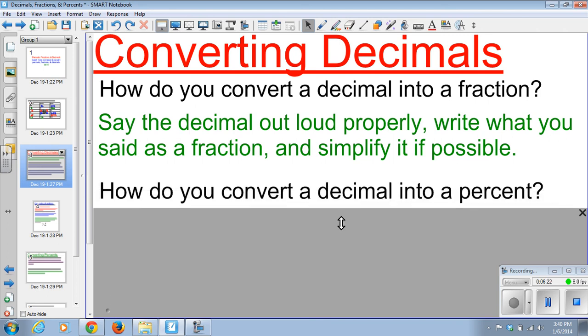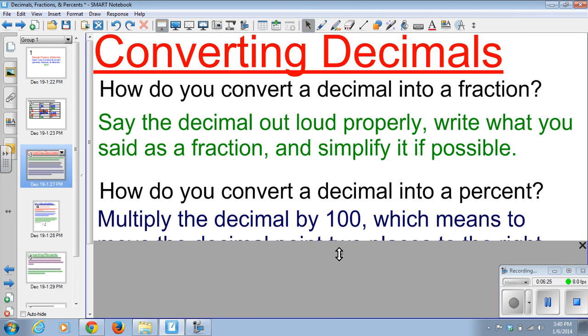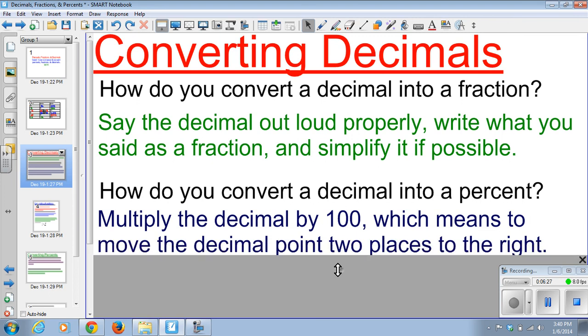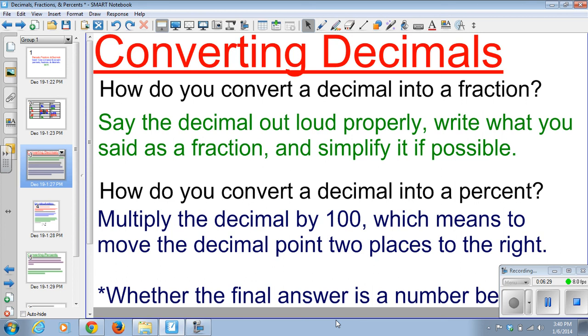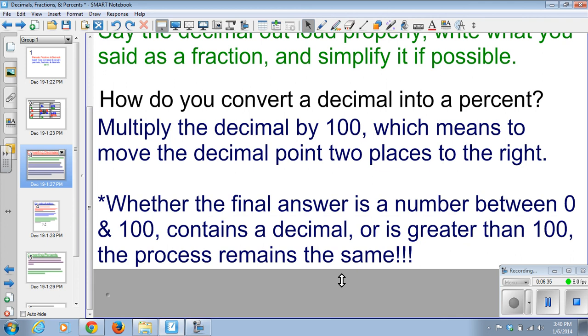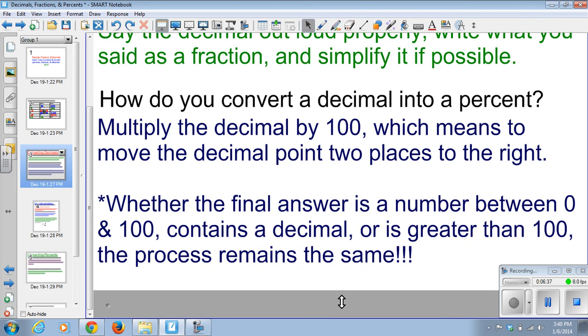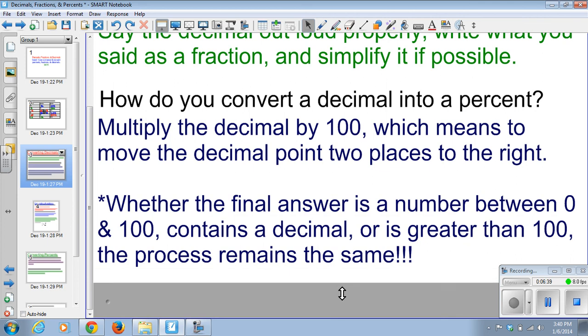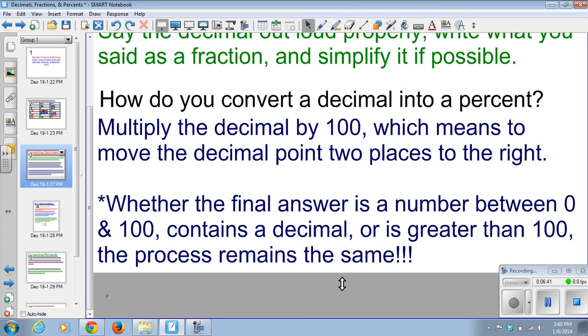Convert a decimal to a percent. Multiply the given decimal by 100, which means move the decimal point 2 places to the right. And whether your final answer is a number between 0 and 100, contains a decimal, or is greater than 100, whatever the case, the process remains the same. Do not let goofy numbers throw you off.